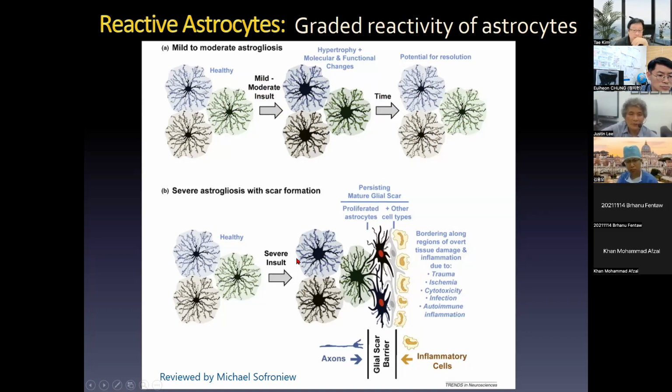However, under severe insult conditions, these astrocytes become heavily changed in terms of the morphology, and they start to form a glial scar, and they start to form a barrier, and this barrier can actually inhibit the axon regeneration, and this scar formation is almost irreversible. So once this scar is formed, it's very difficult to reverse this process. So this irreversible scar-forming severe reactive astrocyte also exists. So far, the morphological changes have been reported, but the molecular changes and their mechanism and function are not very well studied yet.